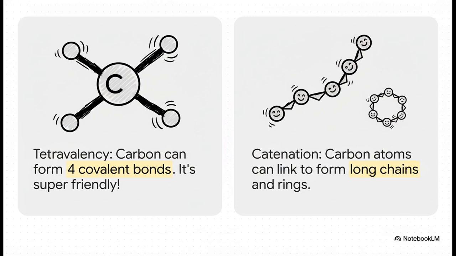First is something called tetravalency. Now, tetra just means four, so this means carbon can form four strong bonds. It's like it has four hands to connect with other atoms. And its second, amazing superpower, is catenation. It's a fancy word, but it just means carbon atoms love to link up with other carbon atoms, forming long chains and even rings. This is the real secret behind the huge variety of molecules we see.